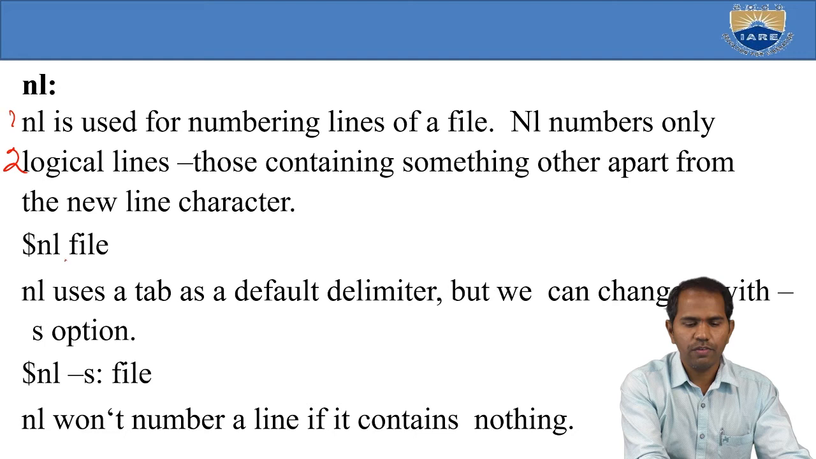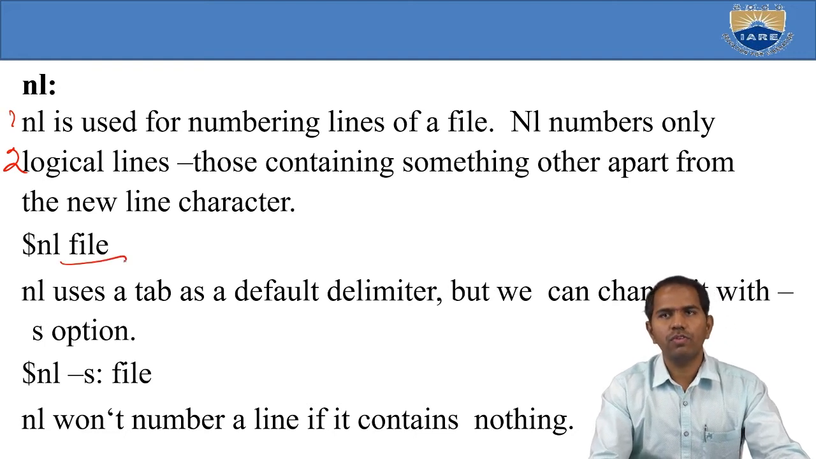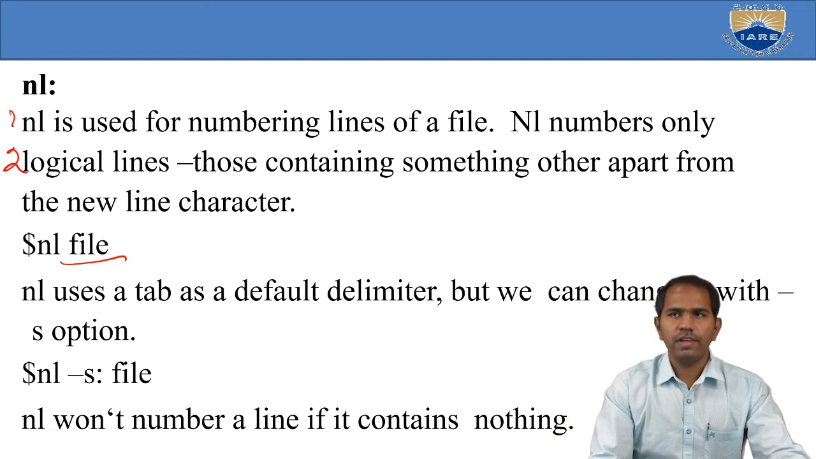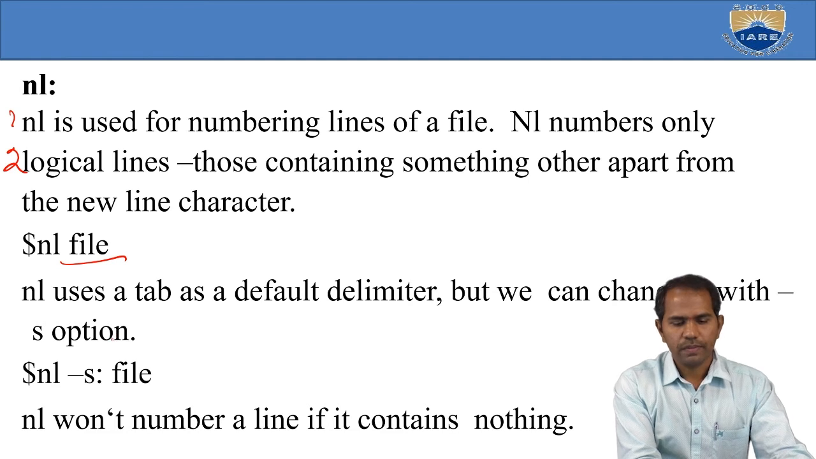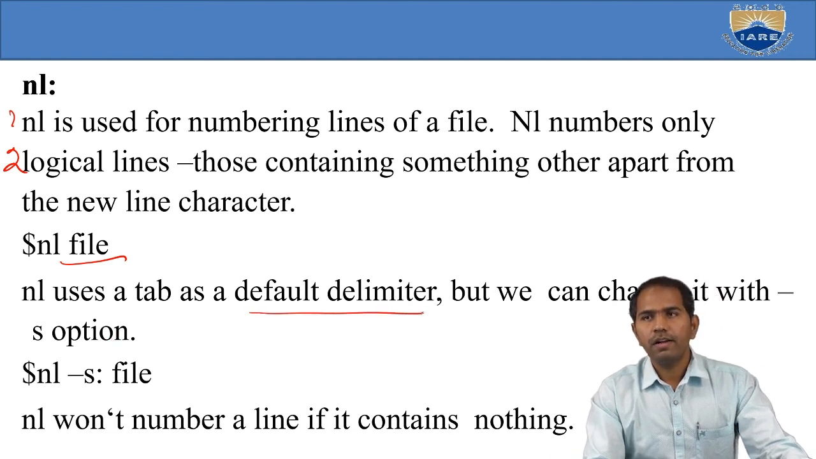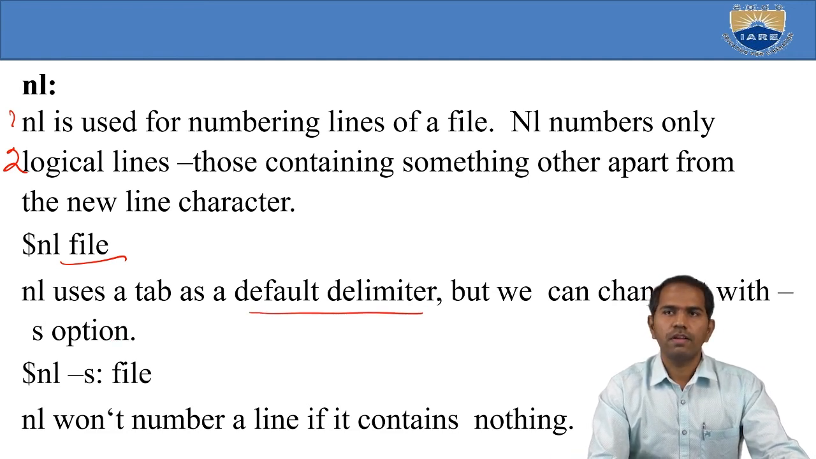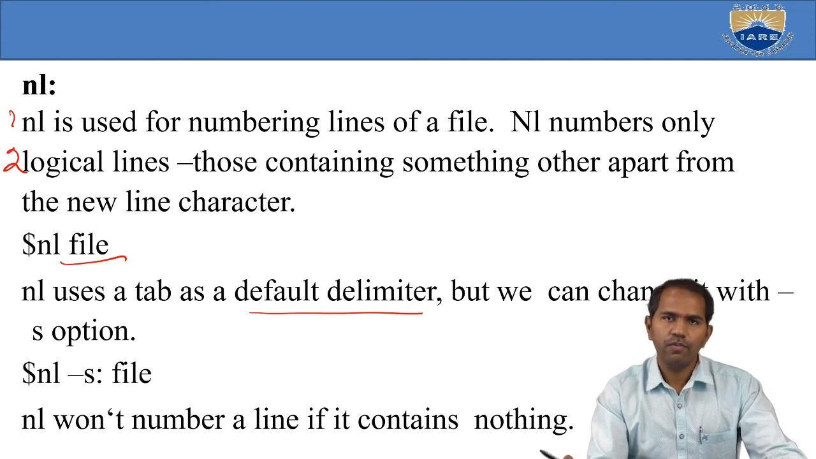So here, nl given the file name. Automatically it will give the numbering. Numbering each line, it's provided as 1, like first line as 1, 2, 3, 4, like that. It assigns a number. Here observe the minus f option. There is a default delimiter, but we can change it with minus f.